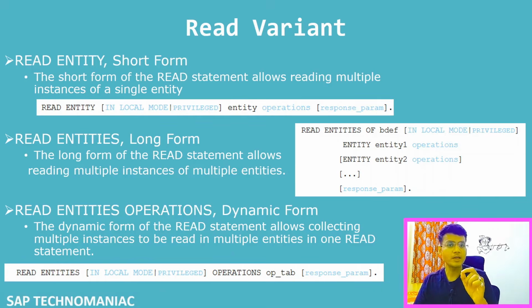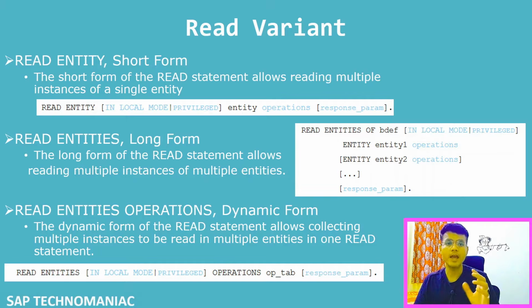We can have read entity short form, read entities long form, and read entities with the dynamic operation table. The read entity short form will work if you want to read, for that particular BO, a single entity with multiple instances.